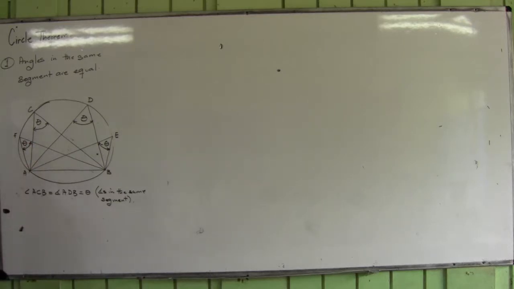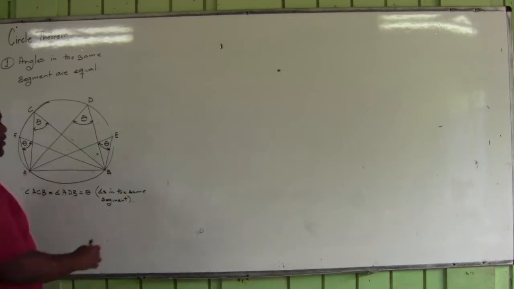So what can we say about them? First of all, they have the same starting point and the same ending point on the what? On the circumference. And both of them, the angle itself is formed at the what? Circumference in the same what? Segment. Angles in the same segment are equal. This is the first one. Let's have a look at the second one.